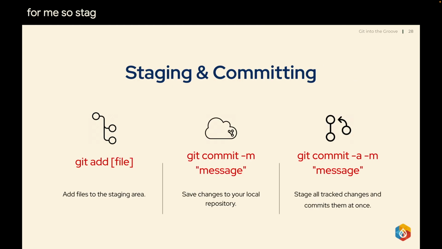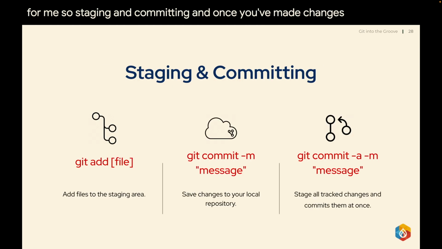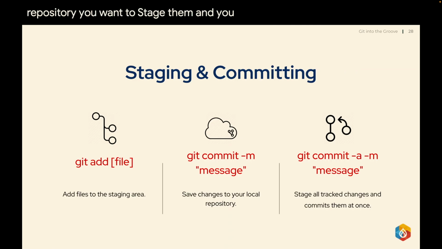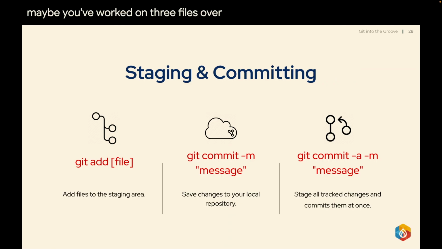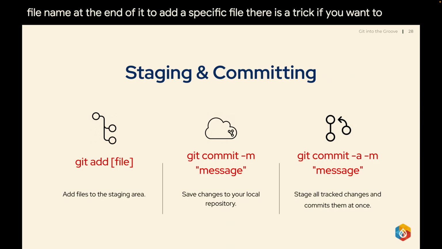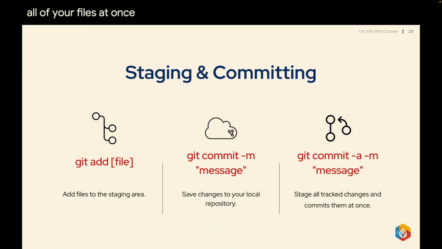So staging and committing. Once you've made changes to your repository, you want to stage them and you want to commit them. So git add. When you hit git status, it will give you a list of files that you've changed. Say maybe you've worked on 3 files over time. Maybe you've worked on the README. Maybe you've worked on a YAML file. Well, with git add, you can put the file name at the end of it to add a specific file. There is a trick if you want to add all of your files at once. It's git add period, but it's really suggested that you do it per file.